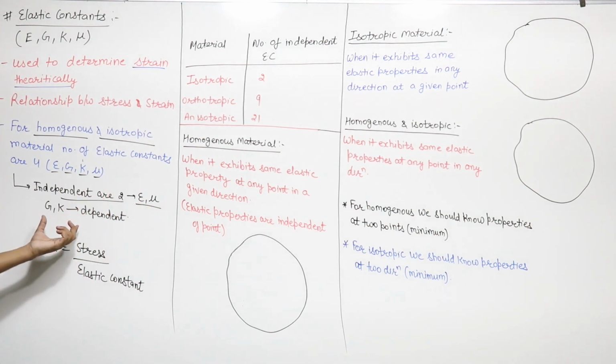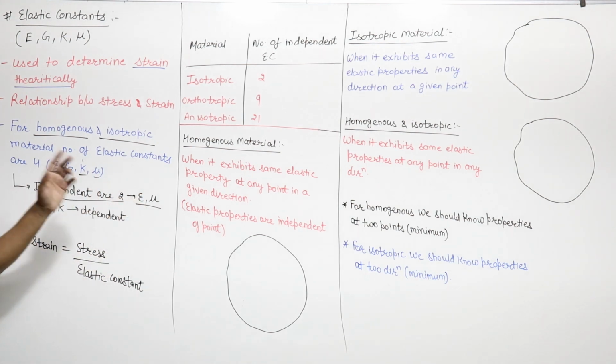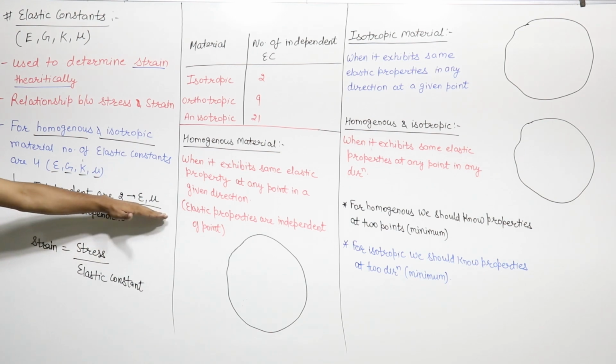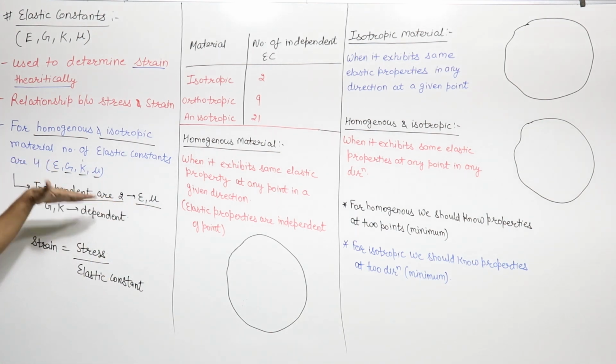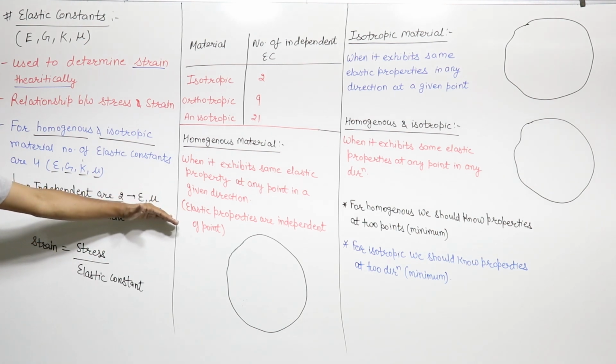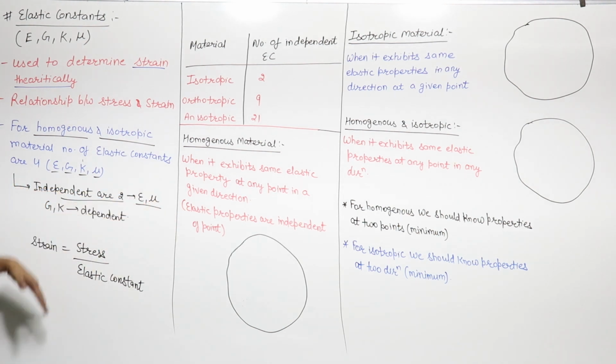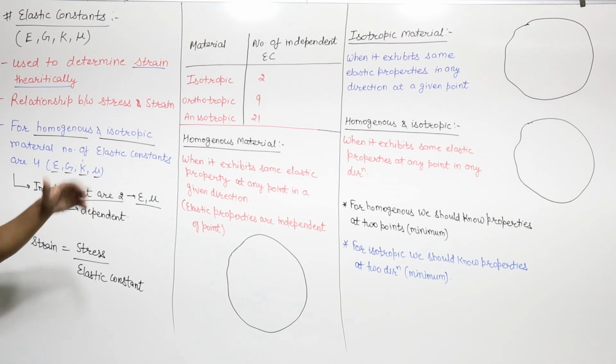We will see later on what is the relationship between these E, G and K and mu, and we know that for the homogeneous and isotropic material, the number of independent elastic constants are 2, that is E and mu, and 2 elastic constants are dependent upon these 2 values.